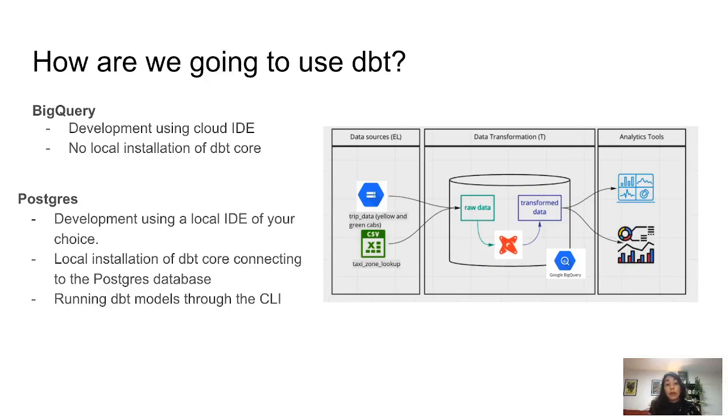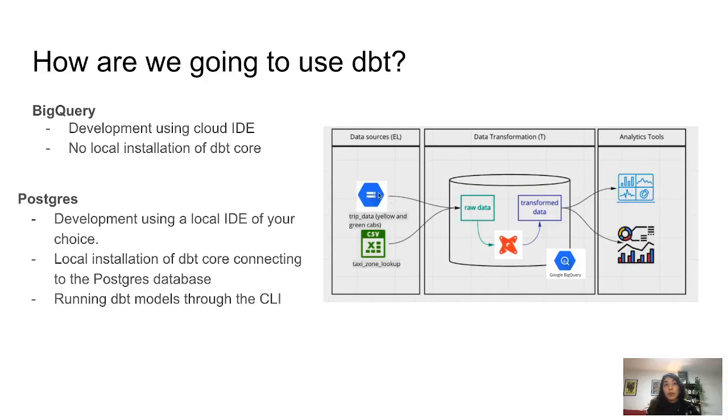For the ones that are using Postgres, unfortunately, you cannot connect your local database to DBT Cloud. So you can use a local IDE of your choice, and you can install DBT locally. You will find the instructions in the repository. You're going to be running those models on the terminal, and you're going to be creating that in your Postgres database.